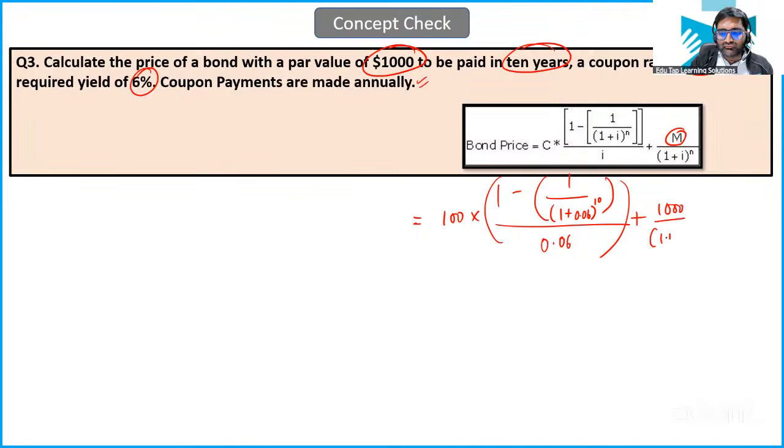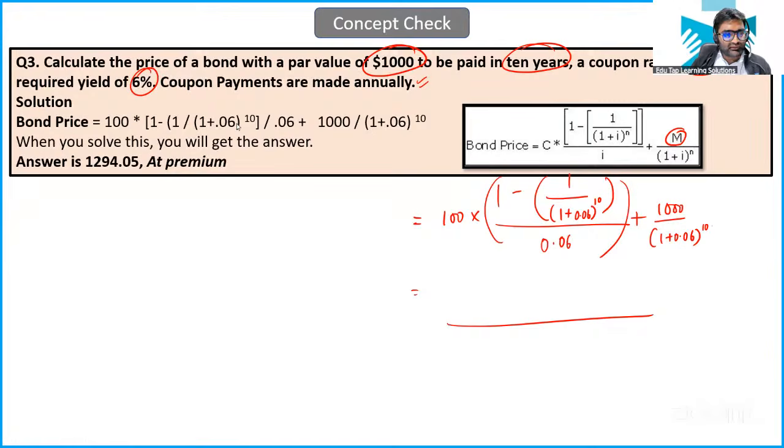1000 divided by 1 plus 0.06 whole to the power of n. Now what is this n over here again? 10. Okay, solving all of this you will be getting a value, right? Only Krishna and Piyush have done this calculation, and absolutely the correct answer over here is 1294. The par value is 1000 while the bond is being sold at 1294, which is at premium.